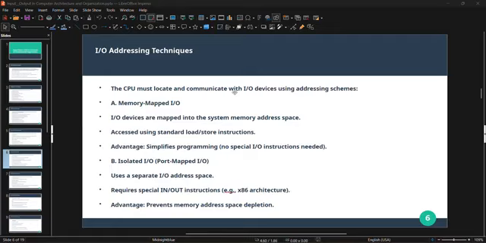And we have the isolated input output. That's the port mapped input output, or IO. This uses a separate input output address space, unlike the memory mapped, which uses the system memory address space. It requires special in-out instructions, whereas the memory mapped requires assembly language instructions. This just requires special in-out instructions. So the advantage here is that it prevents memory address space depletion.